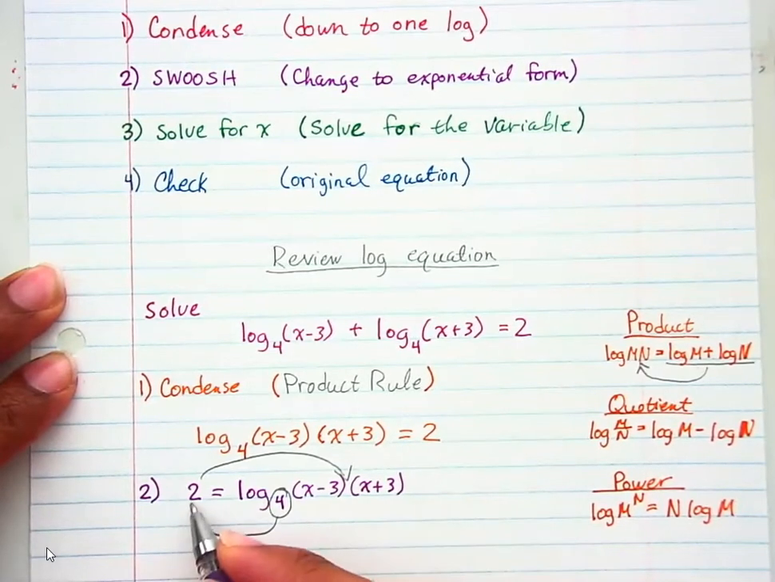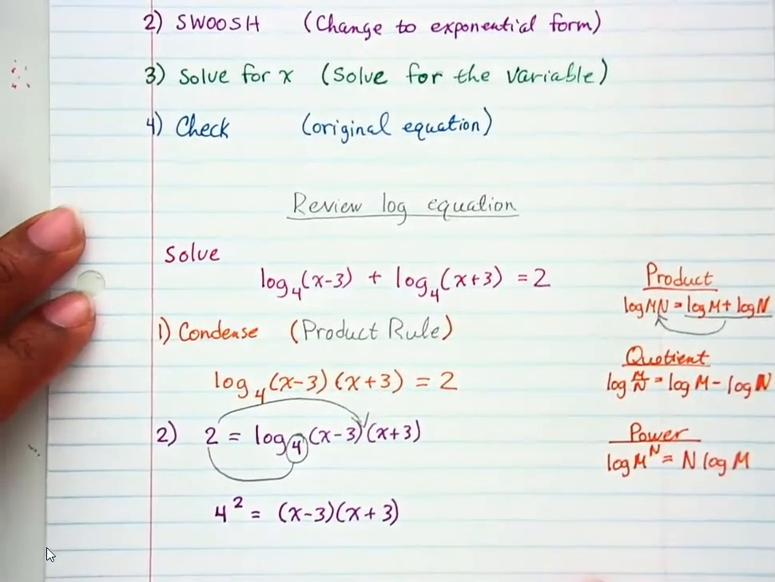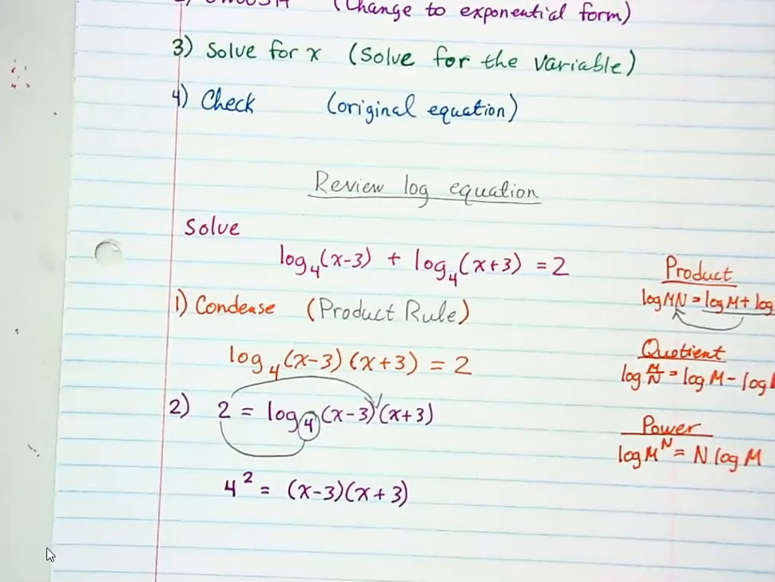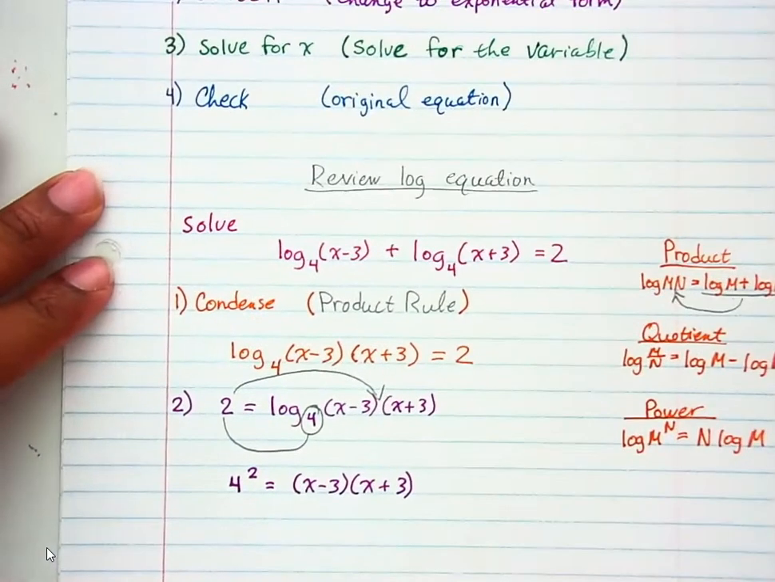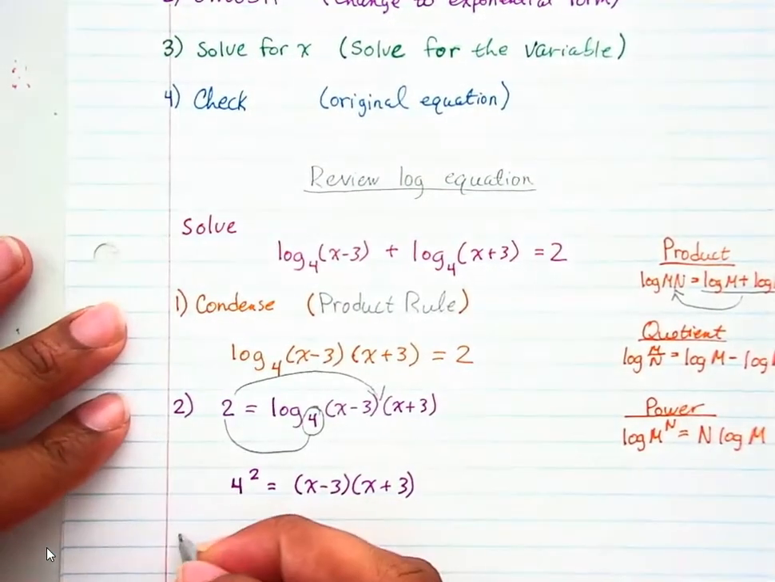All right, so we did 4 squared equals x minus 3 times x plus 3. The third step said to solve. Right there says solve. Solve for it. Solve for x.